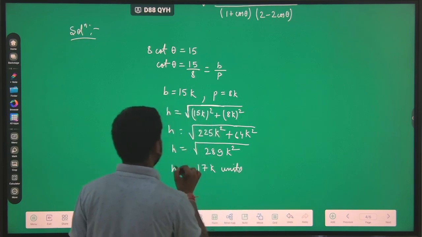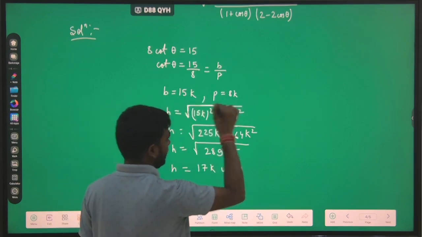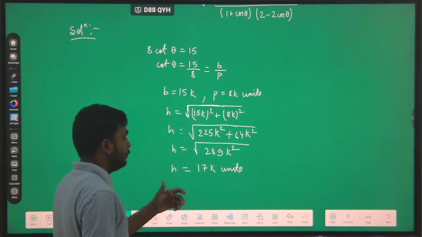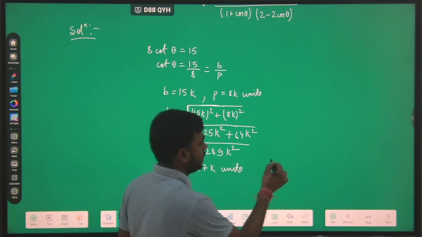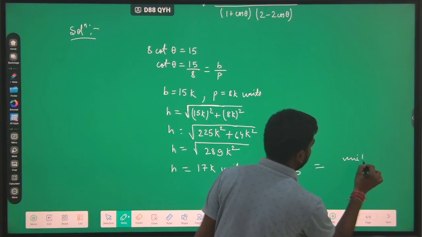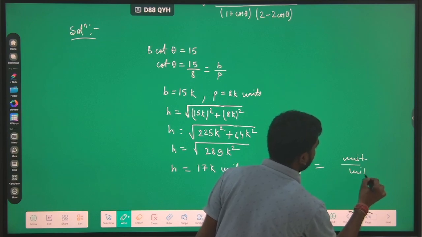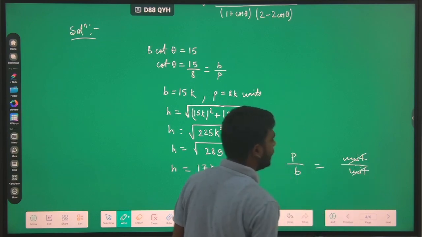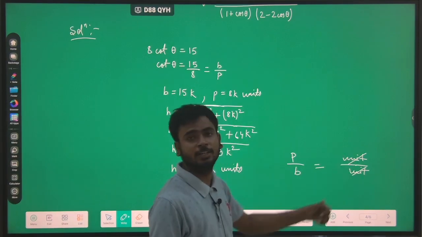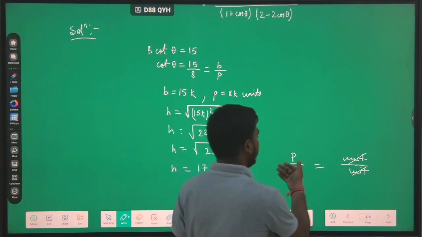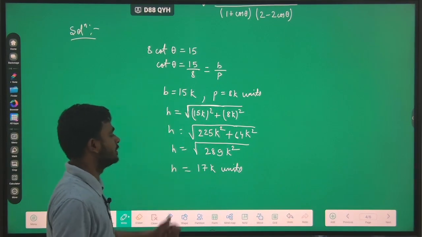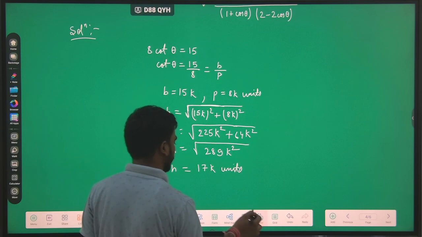Whenever we write about H, B and P, it is in units. When we make it a ratio, like P upon B, unit and unit get cancelled and it becomes a ratio. We know that a ratio is between two similar quantities. That is why unit and unit are cancelled. So H is our 17K units.